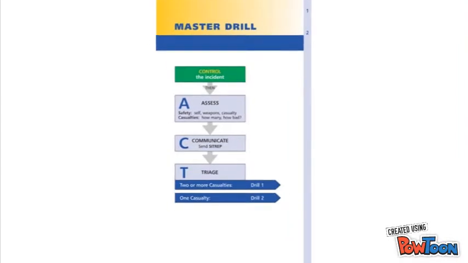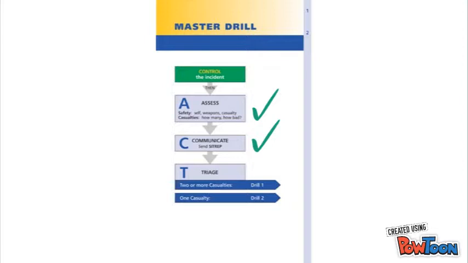First off, the master drill. If you want to firefight and control the situation, you may start with ACT: assess the safety of yourself and the casualty, which is gewonden in Dutch, count how many casualties there are, then give this information quickly to the commander. Don't forget to communicate with your casualty.